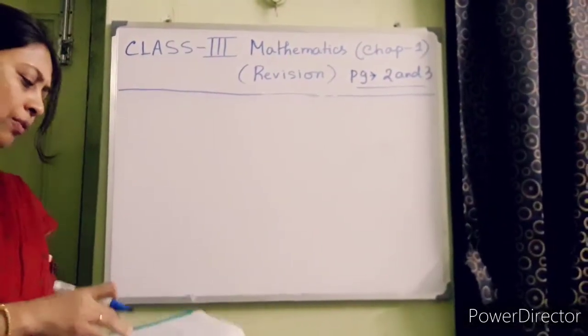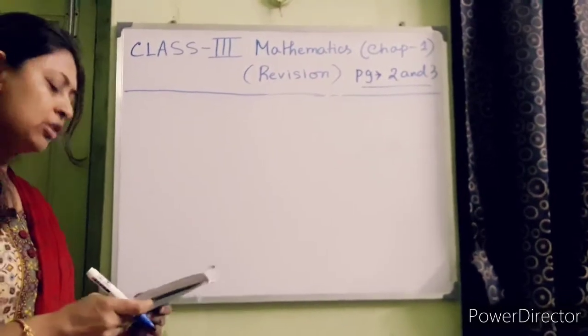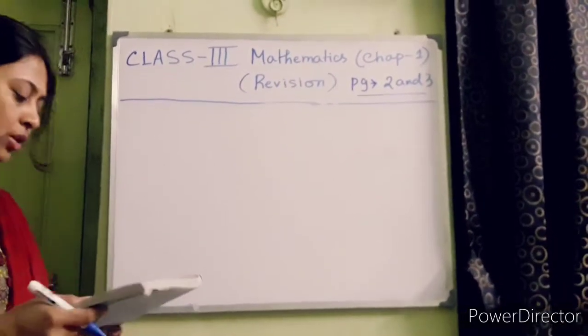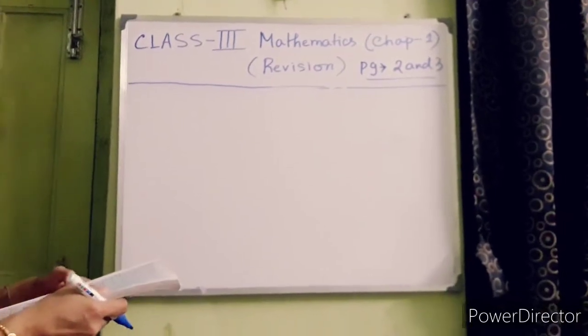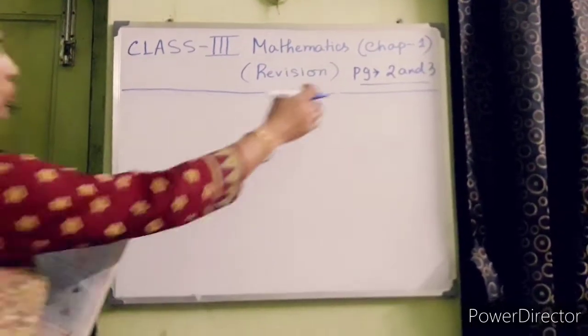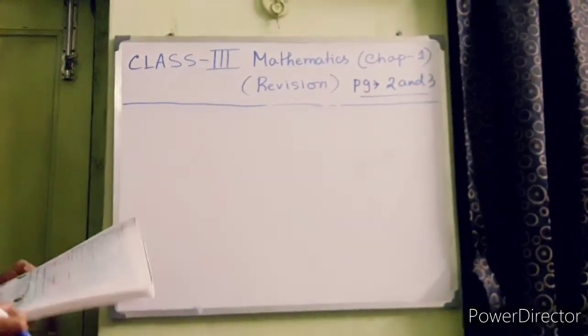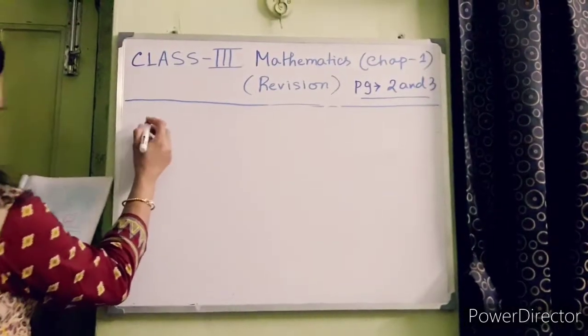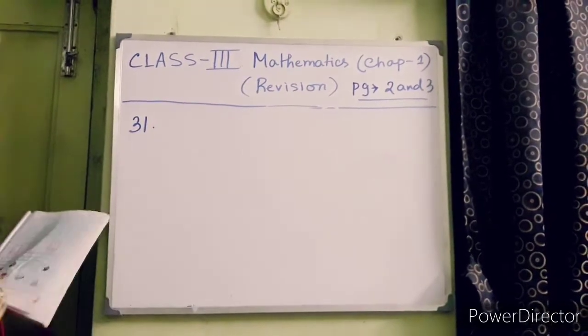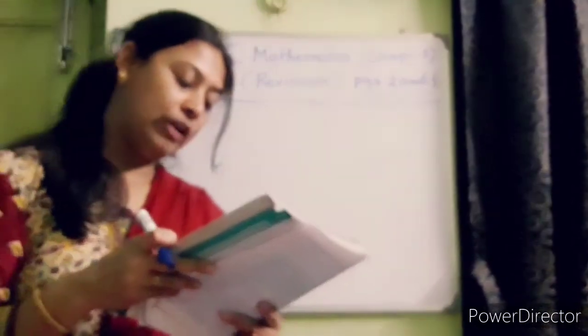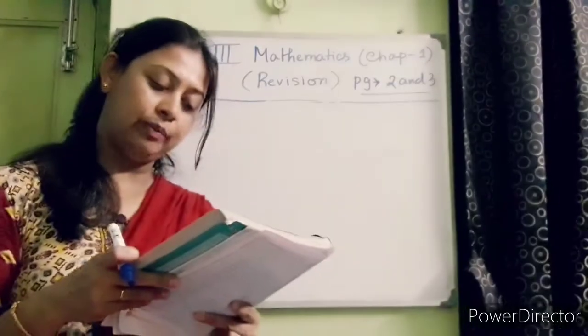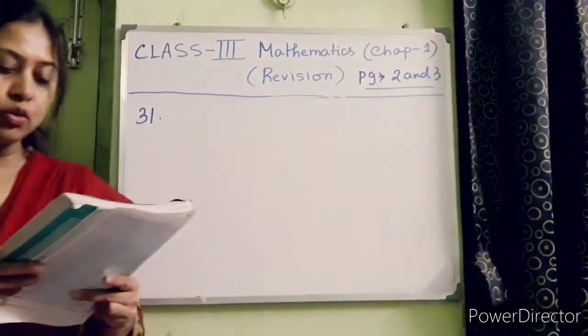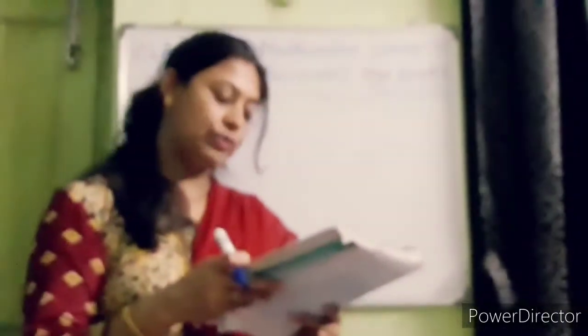Now addition and subtraction, I think all of you have done because you learned this in class 2. Here are 2 problem-solving questions on page number 3, 31 and 32. Now I am going to solve these. 31. In a village there are 1503 men, 1378 women and 112 children. Find the population of the village.